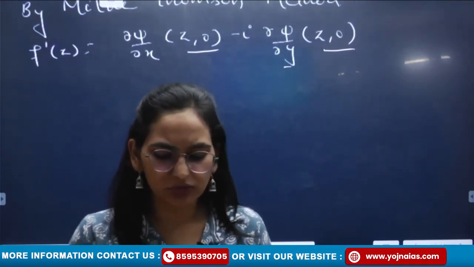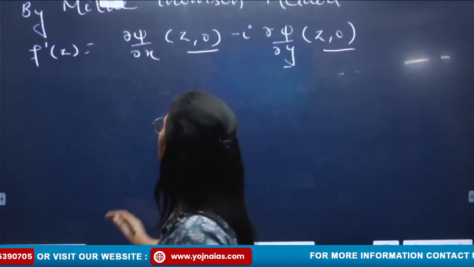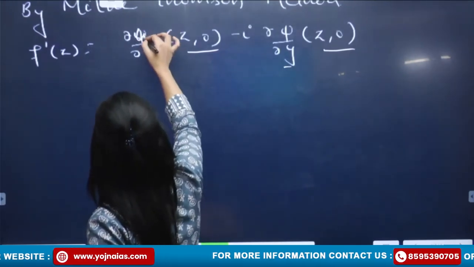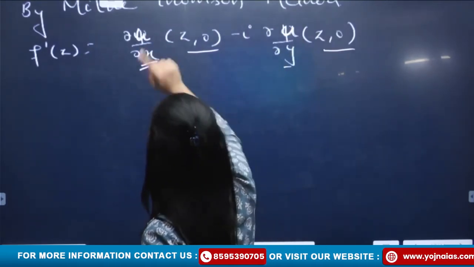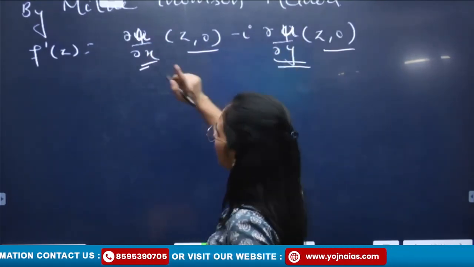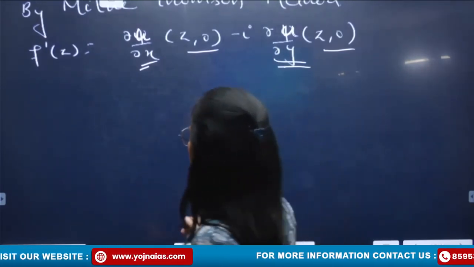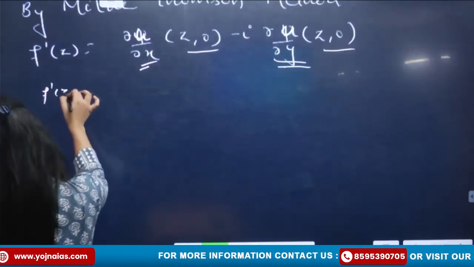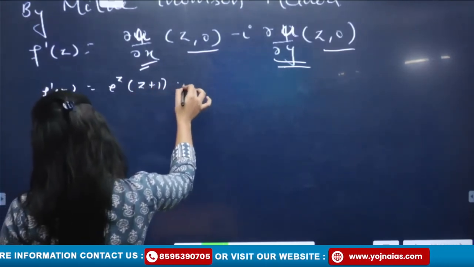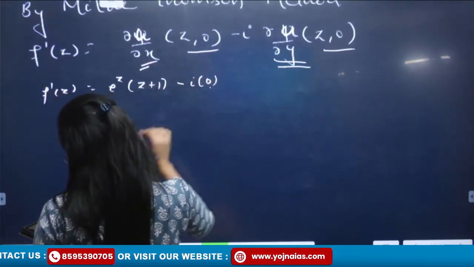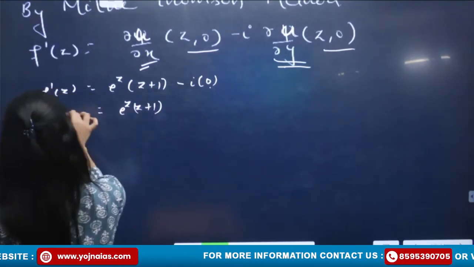So f(z) is equal to u + iv, and f'(z) will come from here, ∂u/∂x. This is not necessary; the real part they have given. You have u, then you can find out ∂u/∂x and ∂u/∂y, put those values here and then find out f(z). f'(z) would be e^z (z + 1), minus i times 0, which becomes zero. So you are getting e^z (z + 1), and hence you need to find f'(z).